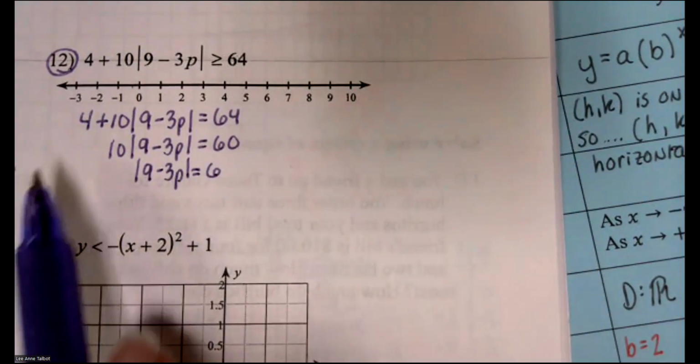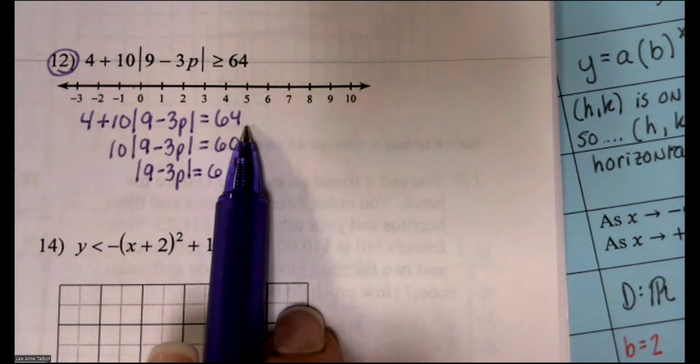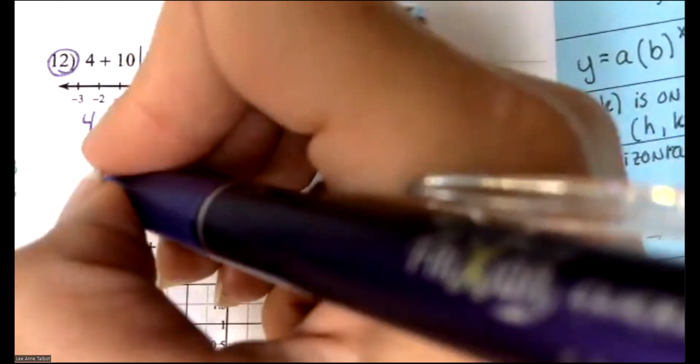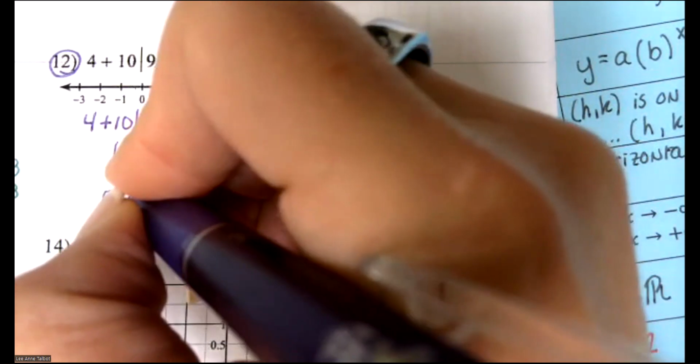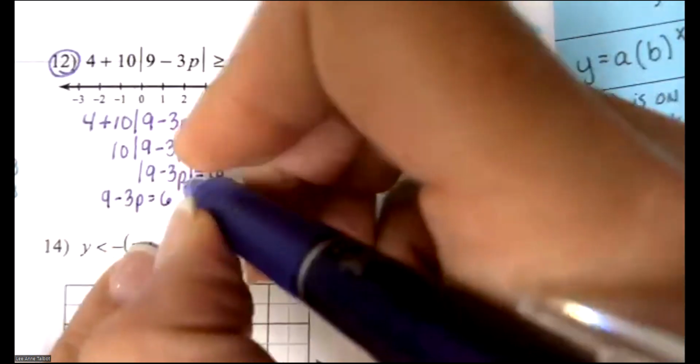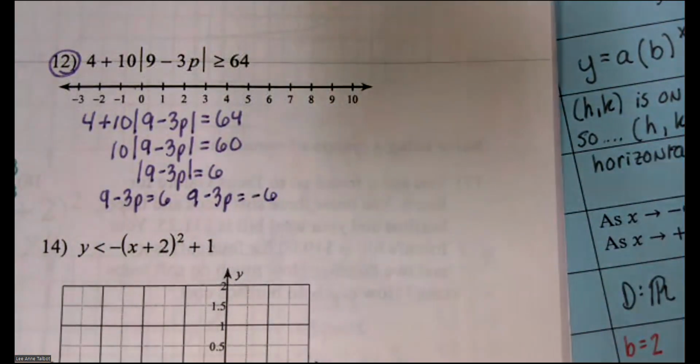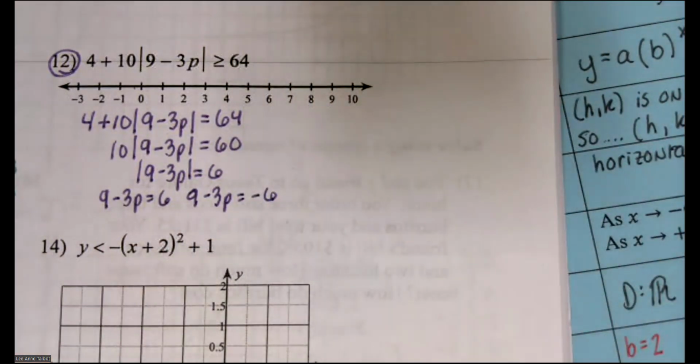Okay, are you guys okay with me minusing 4 from both sides without showing it and dividing by 10 on both sides without showing it? Matthew's like, what is this? Okay, now we have 9 minus 3p equals positive 6. 9 minus 3p equals negative 6. Most of the time I show the little plus minus, but I'm trying to save room here.